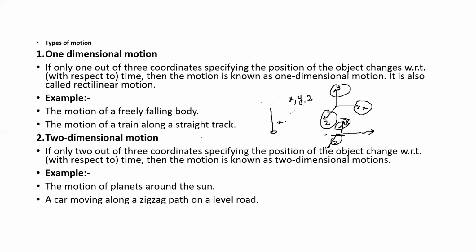Then next we have two-dimensional motion. If only two out of three coordinates specifying the position of the object change with respect to time, then the motion is known as two-dimensional motion. Here two coordinates will change. Examples are the motion of planets around the sun, and a car moving along a zigzag path on a level road. These are examples of two-dimensional motion.